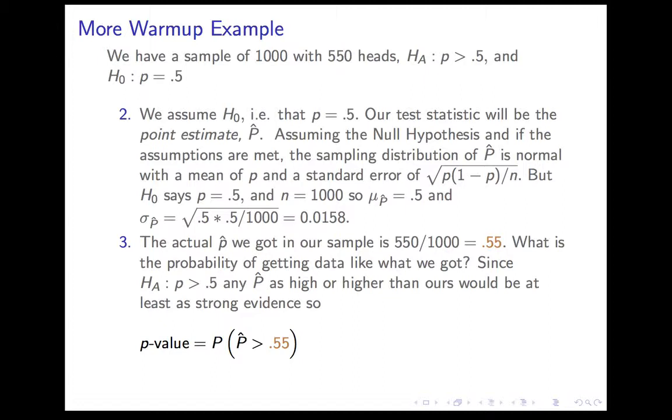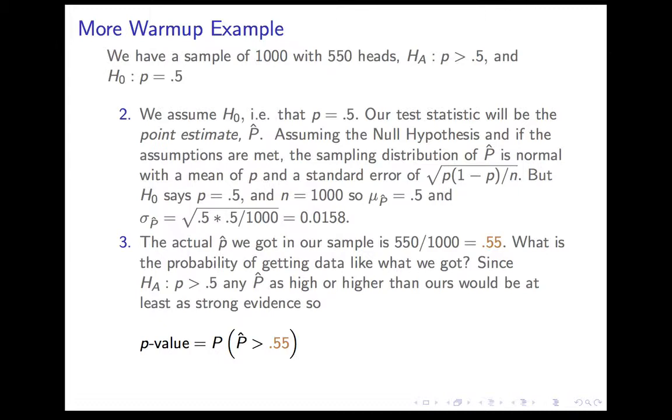If that sounded a little slippery, I can reassure you, first of all, this will be a procedure so you don't have to think it through each time. And second of all, when we go through it in detail, it will make more sense. But now, if you'll believe me that the right p-value to compute is p hat greater than 0.55, now we're on completely safe and calm territory.